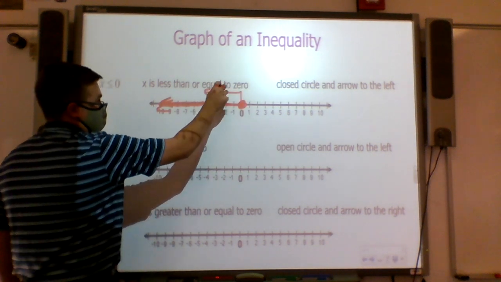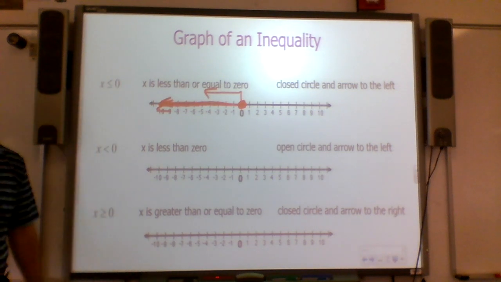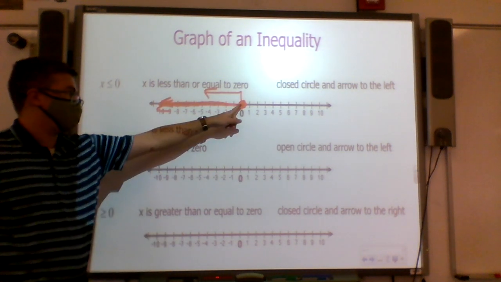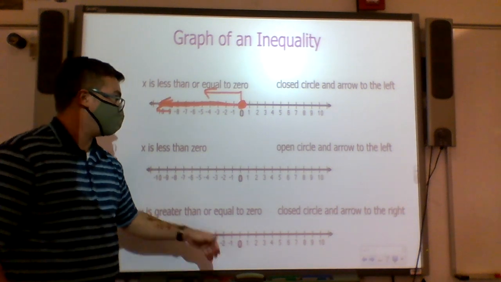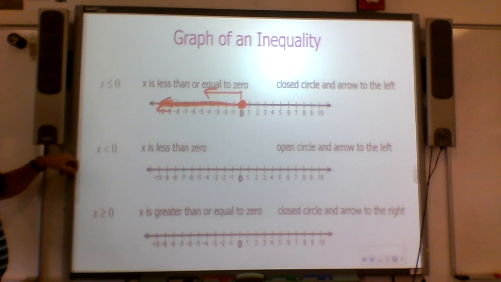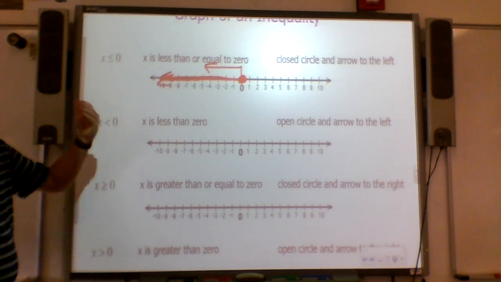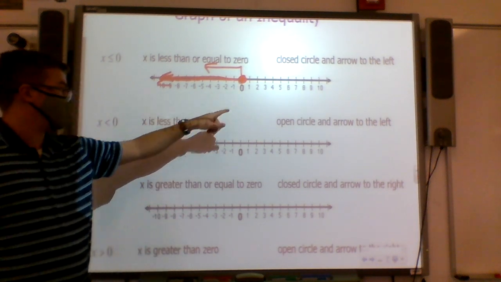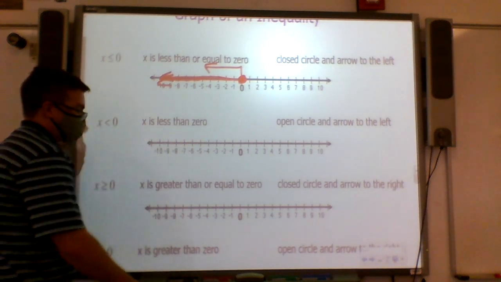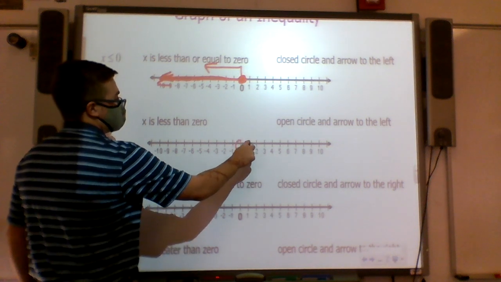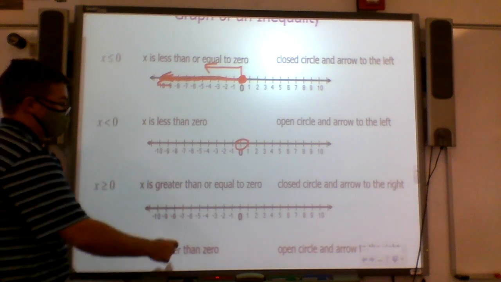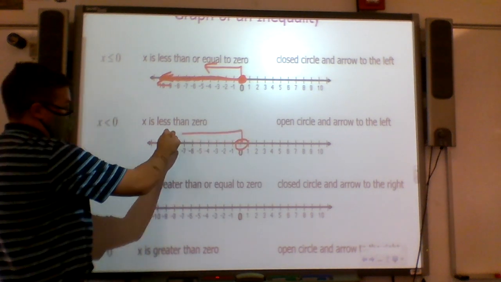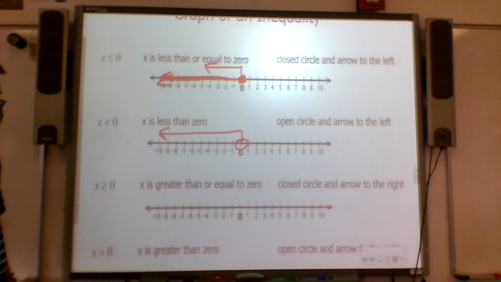Sometimes it'll be above the number line like this. I prefer going above the number line so it's easier to see, but you might see it both ways. So when it's less than or equal to, we've got a closed circle. If it's just less than, then it's an open circle because we're not including 0, just the values that are less than 0. So an open circle shaded to the left.